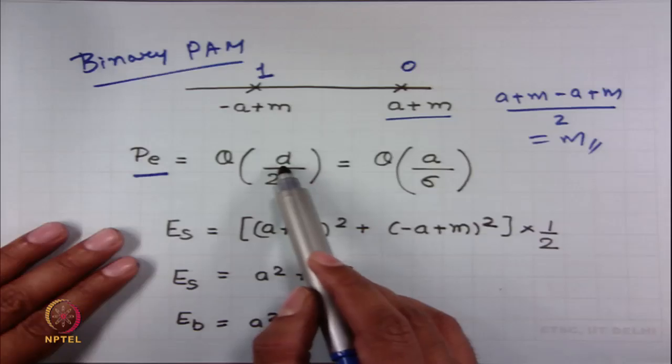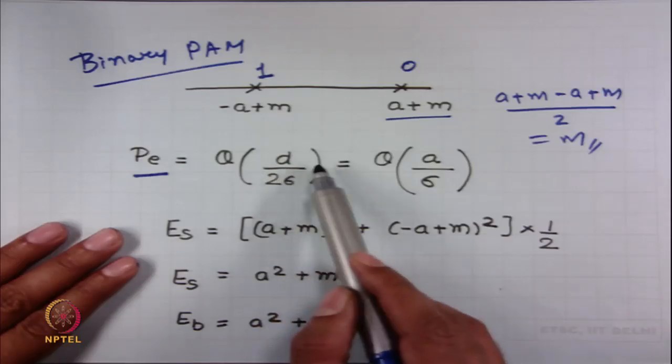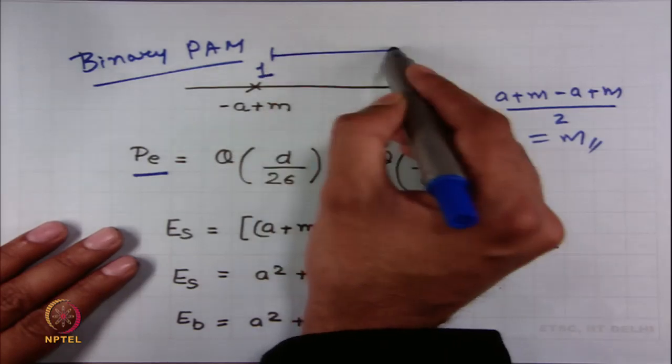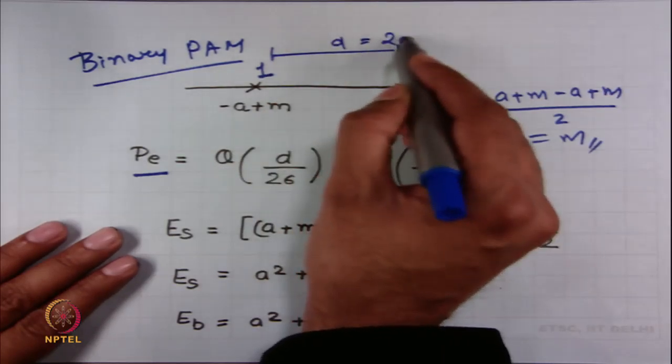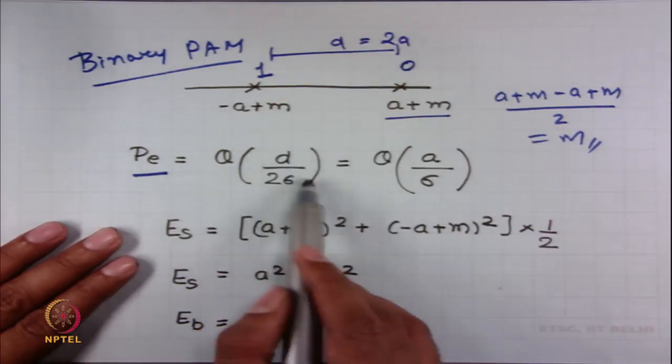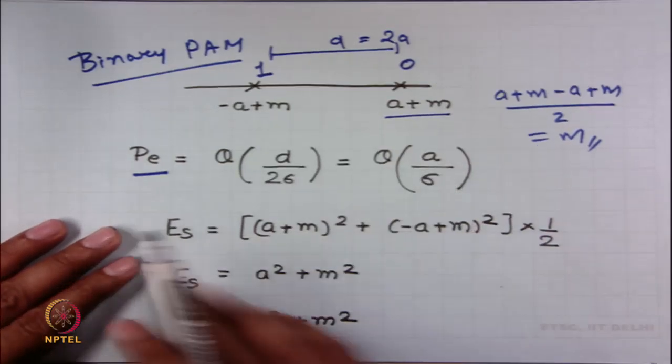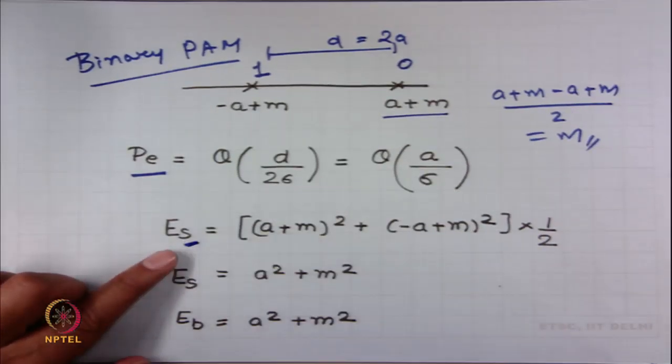This D is again 2 times A. So, D by 2 sigma is simply A by sigma, and energy per symbol in this case changes.